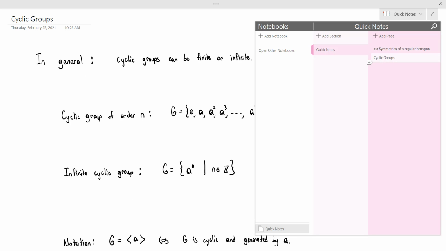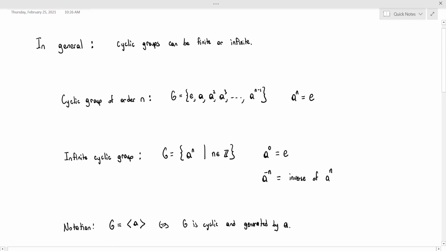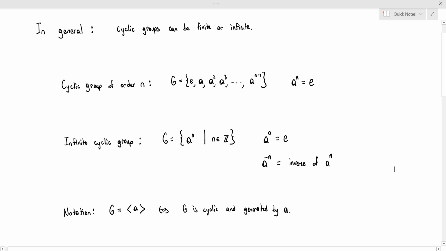All right, so I'm going to talk a little bit more about cyclic groups now. So in general, cyclic groups can be finite or infinite. Consider a cyclic group of order n. So that's just a cyclic group with n elements in it. So it will look something like this.